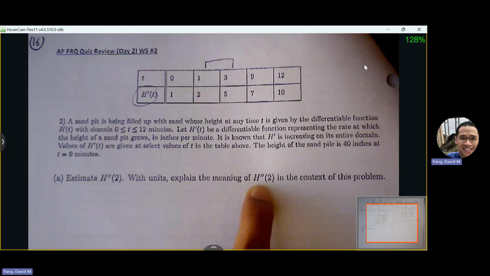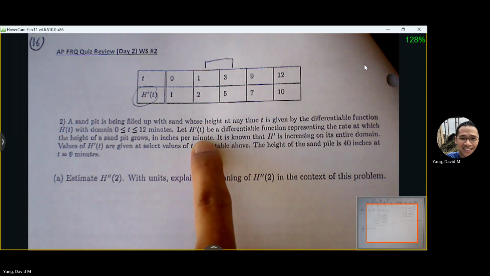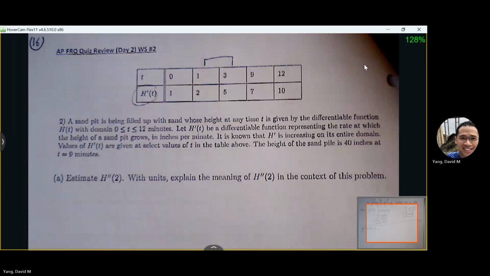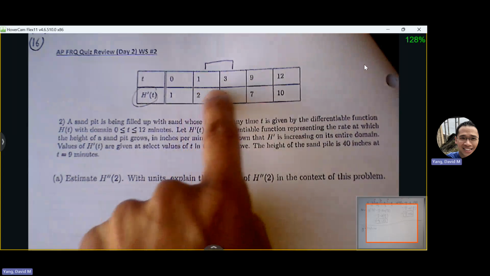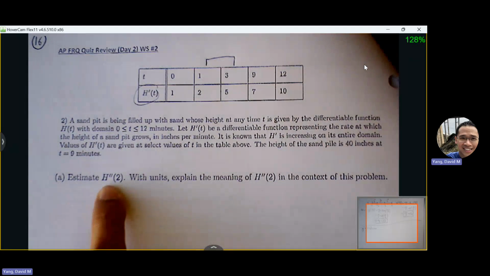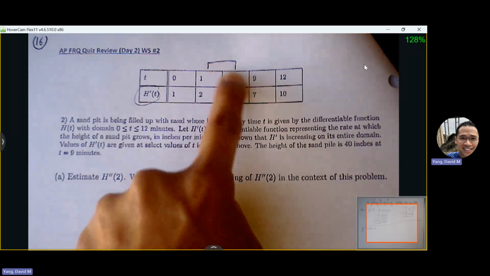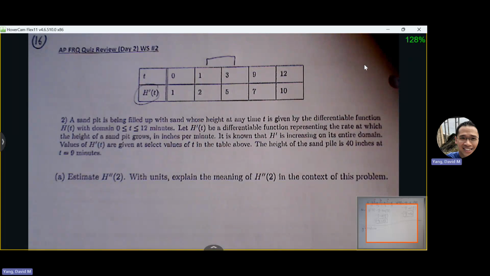What's our unit of measure going to be if h prime is inches per minute? Yeah, inches per minute squared. And you could take the graph, solve for dy/dx. Well, we don't have a function to work with. All we have is ordered pairs. So it's only asking us to estimate the rate of change at 2. And the rate of change at 2 is just the slope between the two endpoints. Right.